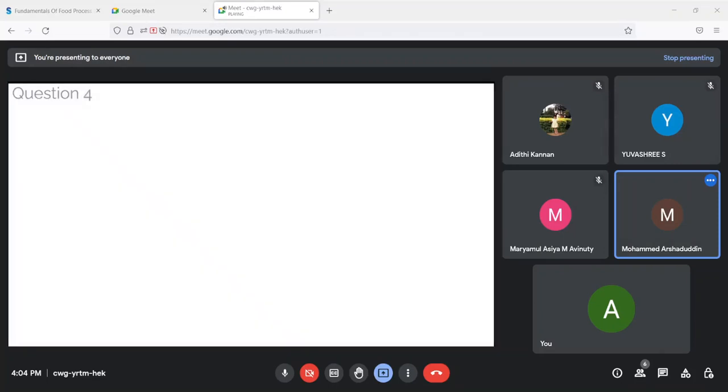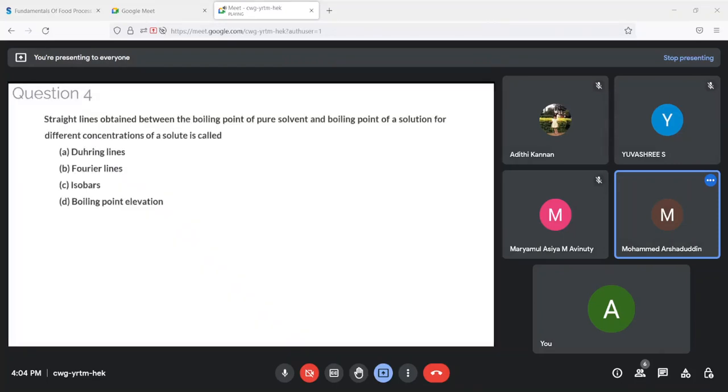Moving on to question 4. The straight lines obtained between the boiling point of a pure solvent and boiling point of a solution for different concentrations of a solute is called Duhring lines, Fourier lines, isobars, or boiling point elevation. Any answer to this question?